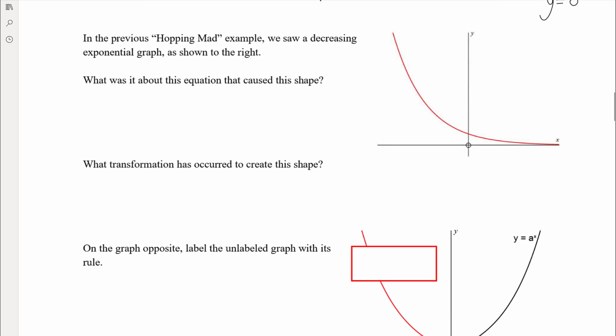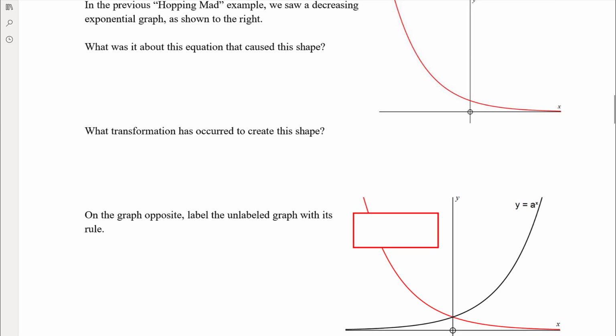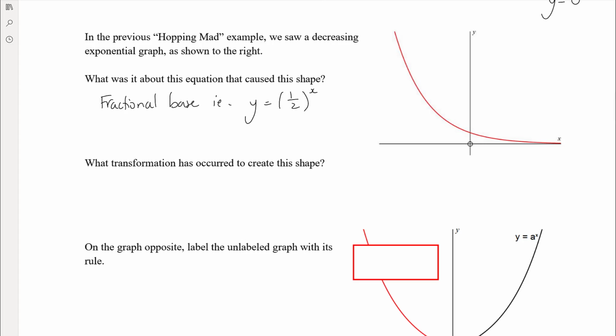Okay, so in the previous example, which we talked about in class, we had a decreasing exponential graph, as shown on the right, and that was because the equation we were looking at had a fractional base, okay? Which was, for example, half to the power of x. So let's say y equals half to the power of x. And so that meant as x got bigger and bigger, the value of y got smaller and smaller. So we had the graph going in the opposite direction.